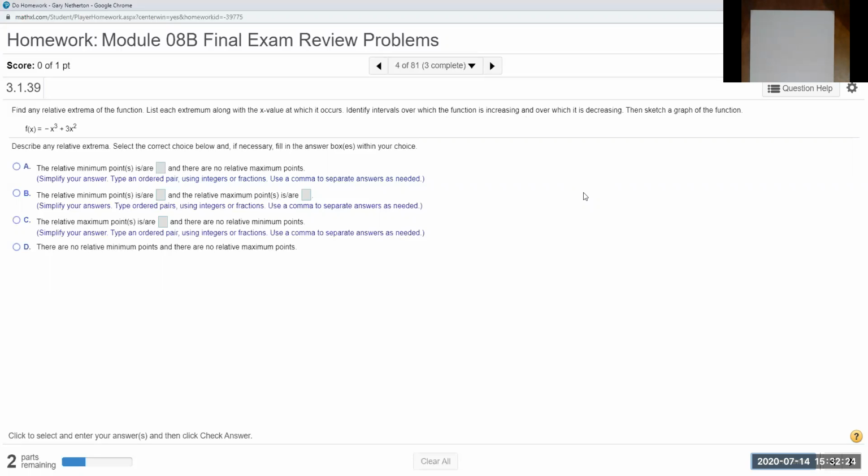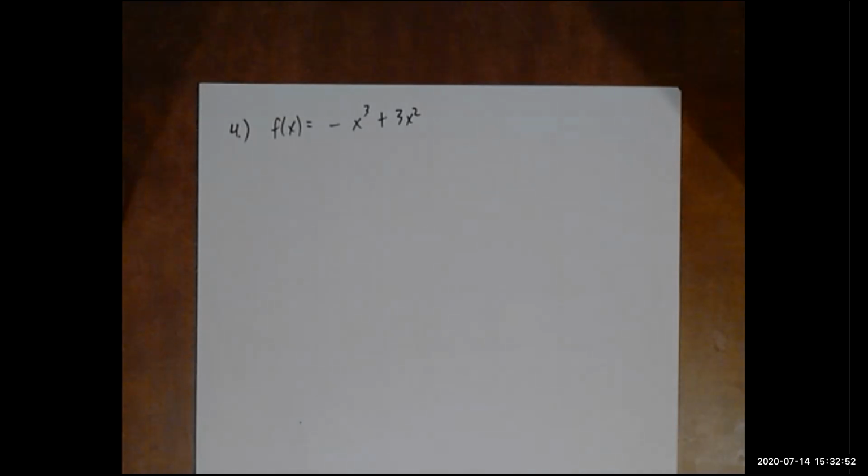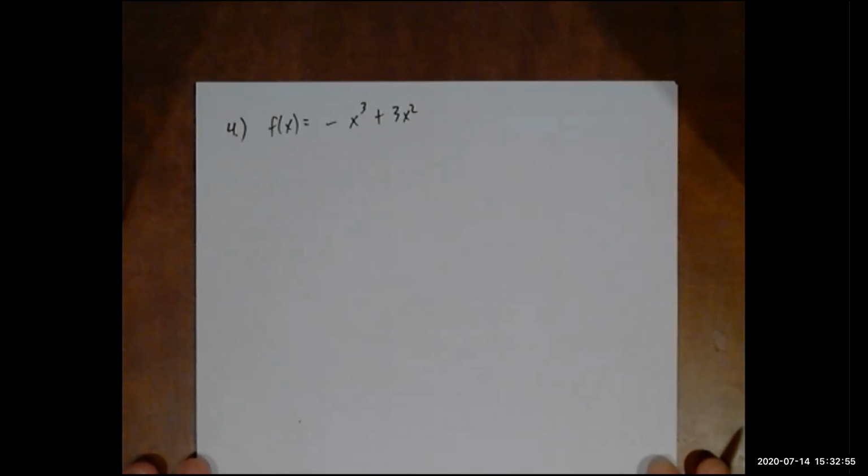So this is problem 4. And the function is f of x equals negative x cubed plus 3x squared. So we're going to find the maxes and the mins, and we're going to try and sketch a graph. And then after all that, we'll have everything we need, I think, to give all the answers we're looking for.